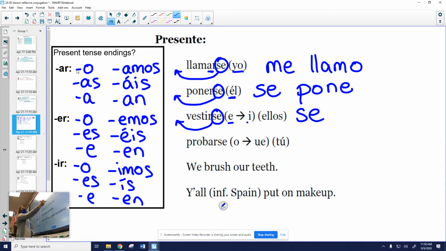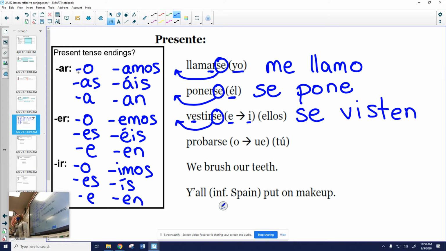Vestirse is an E to I stem changing verb, to dress oneself. So we'll keep the V, the S, and the T in the stem. The E in the stem changes to I when we conjugate the verb. And it's an IR verb, so we're using IR endings. Se visten means they dress themselves. Se visten. They get dressed.